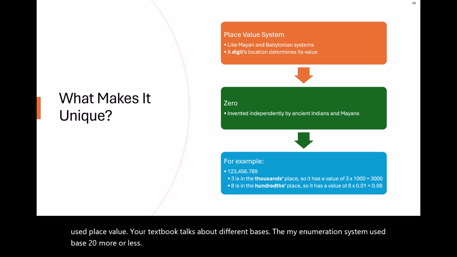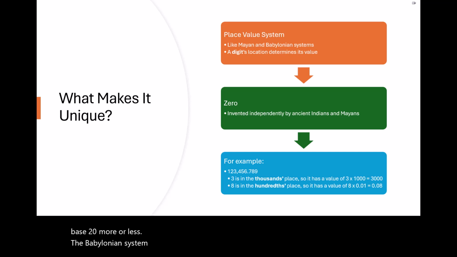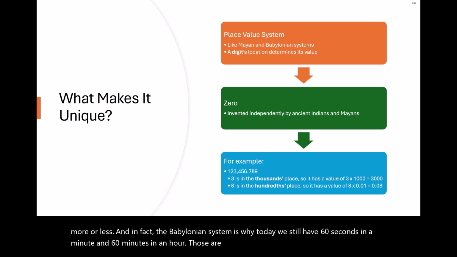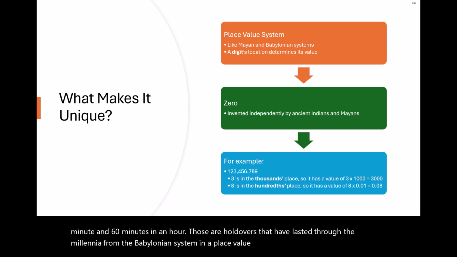The Babylonian system had a place value system, and the Babylonian system used base 60, more or less. And in fact, the Babylonian system is why today we still have 60 seconds in a minute and 60 minutes in an hour. Those are holdovers that have lasted through the millennia from the Babylonian system. In a place value system, a digit's or symbol's location determines its value.